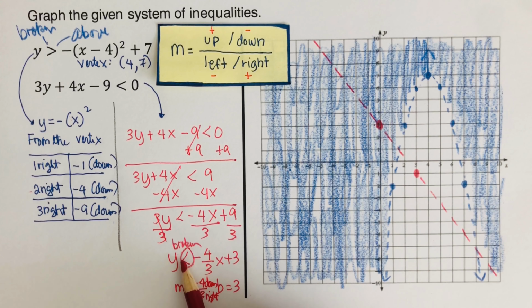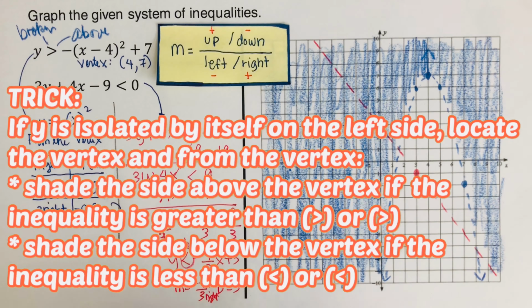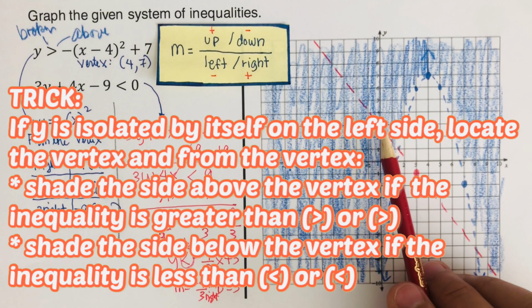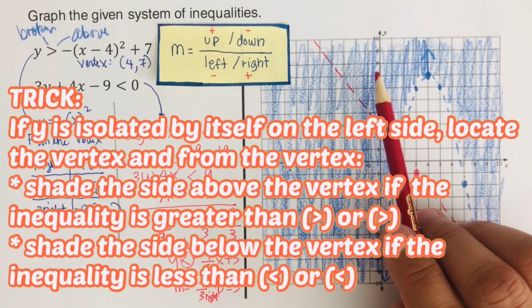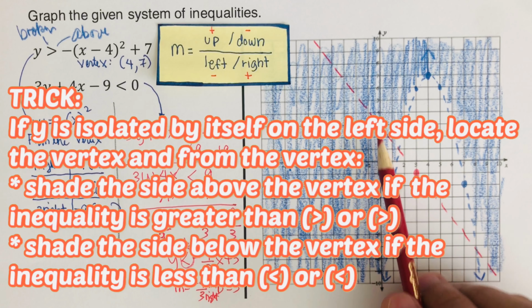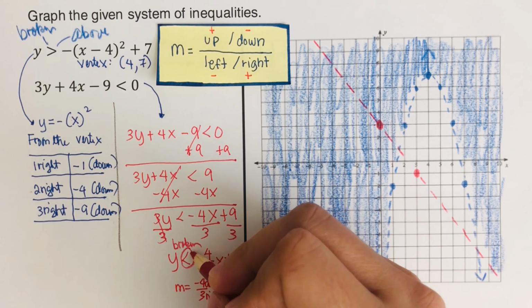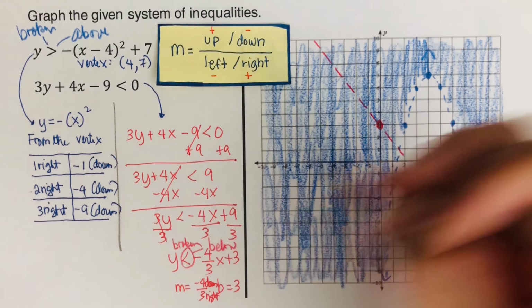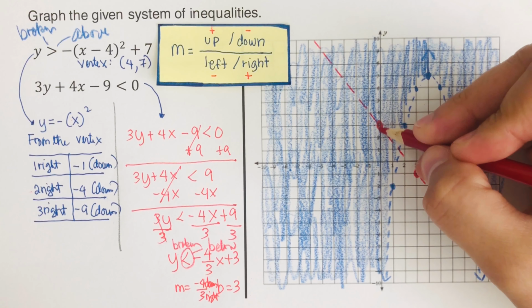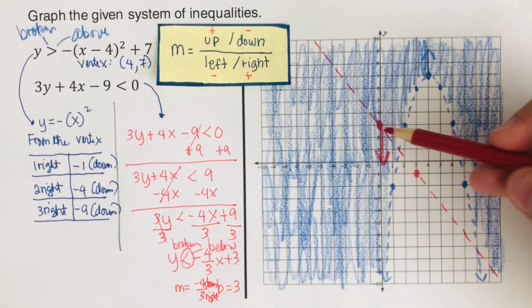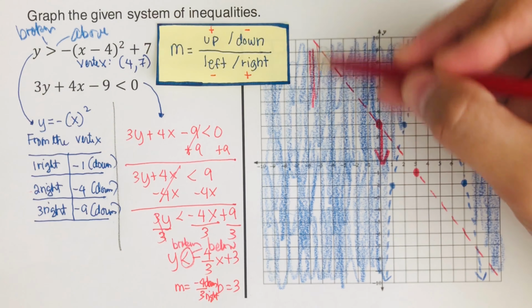Since it is less than, again, the trick is if y is isolated by itself on the left side, locate the vertex, and from the vertex, shade above the vertex if it's greater than or equal to. Shade the side below the vertex if it's less than or equal to. Since this is less than, we're going to shade below the vertex. So I'm going to shade anything below the vertex would be the solution. So then I'm going to shade anything below here.